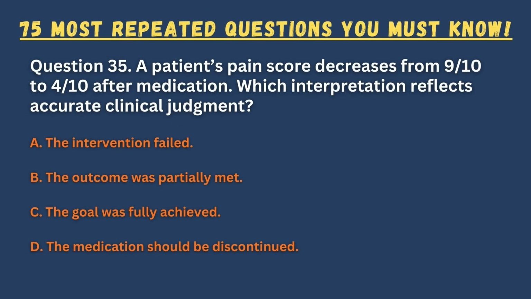Question 35. A patient's pain score decreases from 9 out of 10 to 4 out of 10 after medication. Which interpretation reflects accurate clinical judgment? A. The intervention failed. B. The outcome was partially met. C. The goal was fully achieved. D. The medication should be discontinued.